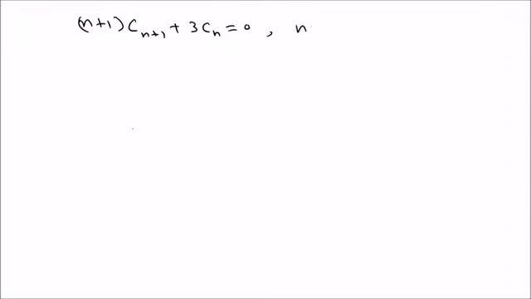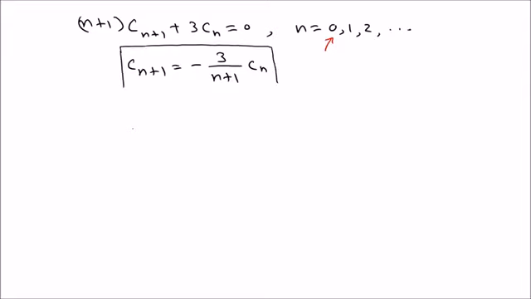Index values are starting with, you can see, 0, 1, 2, like that. So it's always coming from the sigma. Whatever the value, you're going to put it there. Now we can solve for c_{n+1}. So c_{n+1}, if you move to the other side, is negative 3 over n plus 1 times c_n. So that is the relation. That is actually the relationship between the coefficients.